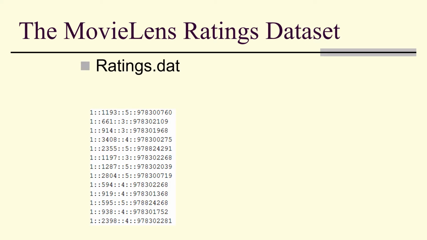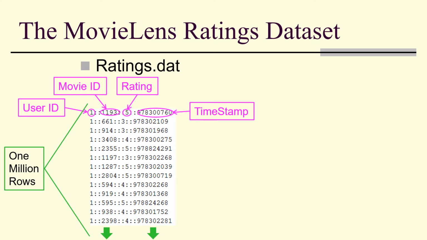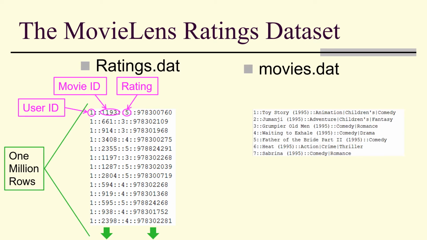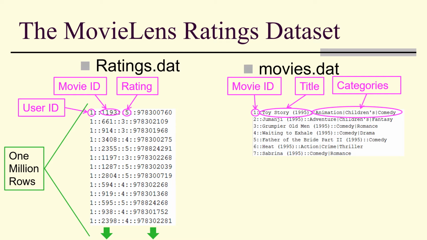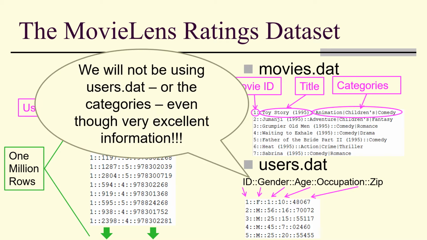So here's what the ratings data looks like. There's a user ID, a movie ID, a rating, and a timestamp. And there's 1 million rows of these. The movies data is the movie ID, the title, and the category. Users is ID, gender, age, occupation, and zip code. Now, we won't use users.dat or the categories, even though it's excellent information.